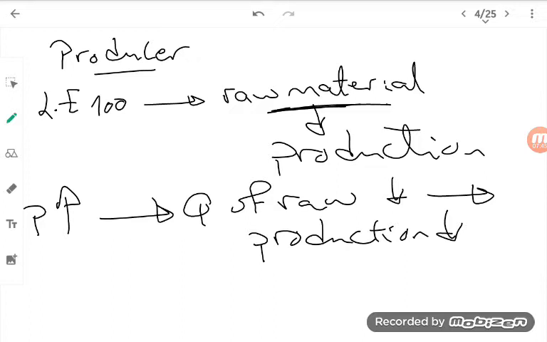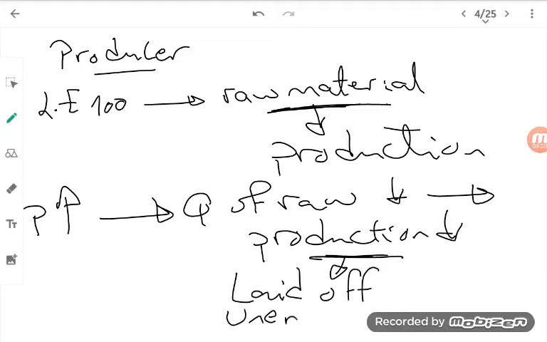Okay, as production decreases, do you think you are going to hire more workers? No. So workers will be laid off. Or in other words, unemployment is going to increase. So inflation has a negative impact on the economy in terms of production, employment, and distribution of income.